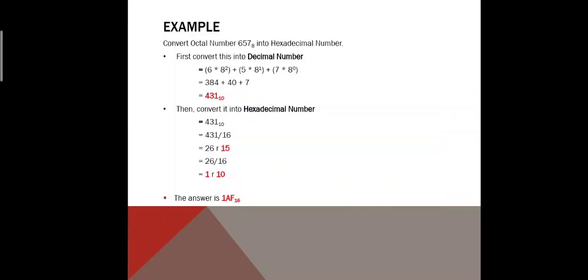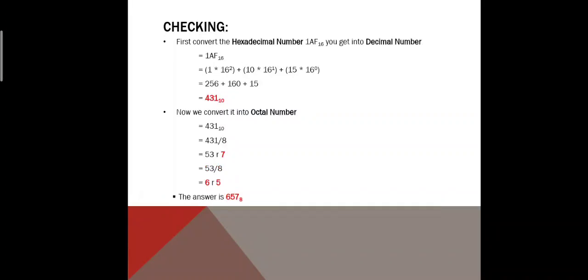So, dahil nga dun sa ang bilang ng hexadecimal is 0 to 9 lang, ang susunod na is alphabet. So, yung 10 equals nun is A, and yung 15 equals niya is F. So, ang sagot is 1AF base 16. So, paano naman malaman natin kung tama? May checking din. So, ganun din sa checking. Indirect method din yung ginamit ko.